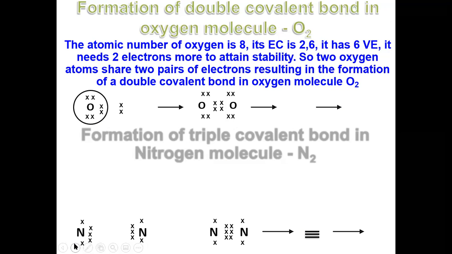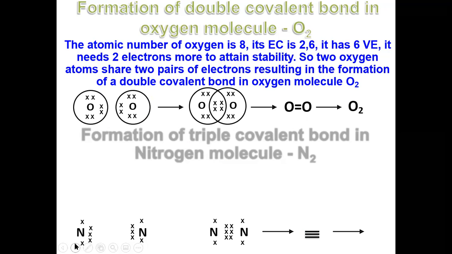This is an oxygen atom. This is another oxygen atom. When both oxygen atoms combine, both will share two pairs of electrons. Two pairs of electron sharing is there. That's why we can represent this double bonding with the help of two lines between the oxygen atoms. So this is the example of oxygen.